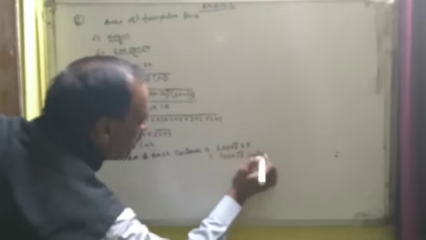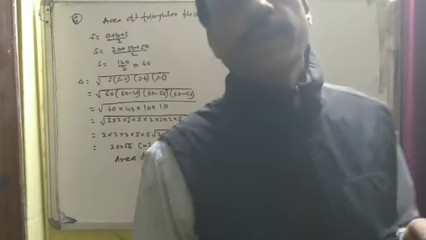1000√6 centimeter square. So this is the answer, this is the solution of question number 6, and this is all for today. Thank you.